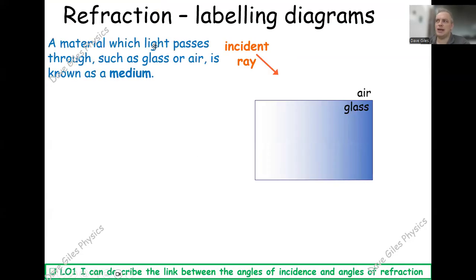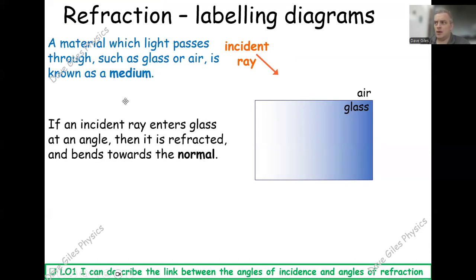So, material which light passes through, such as glass or air, is known as a medium. If an incident ray enters glass at an angle, then it is refracted and bends towards the normal. This is a normal line, similar to what we looked at in reflection. The only difference is you have a normal line, it's still at 90 degrees, but you have it going into the glass. So this is light passing through a glass block in this example, or plastic, or something along those lines, something that is transparent.